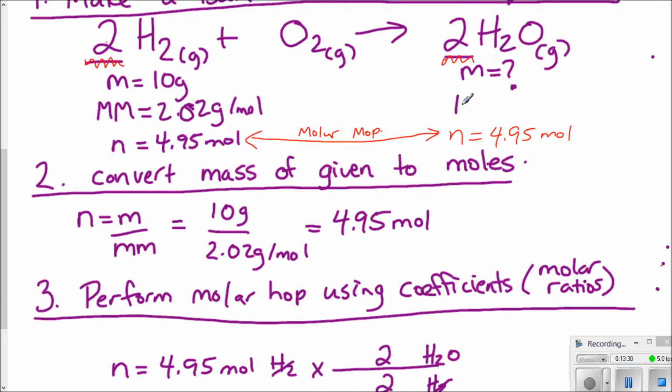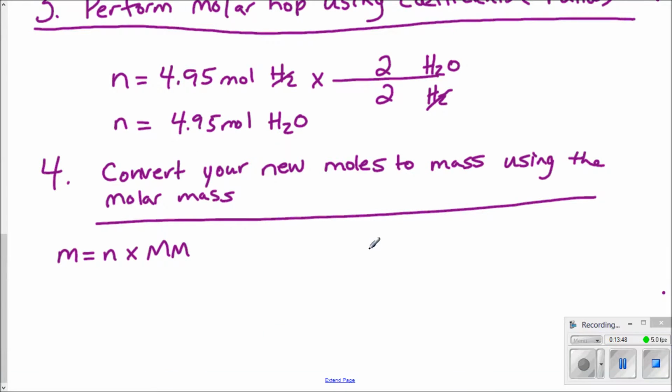To do that, we need the molar mass of water, which again is 2 hydrogens plus 1 oxygen. If you add that all up correctly, it should be 18.02 grams per mole. That's 1 oxygen weighing 16 grams per mole, and 2 hydrogens weighing 2.02 grams per mole. So take your moles and multiply by the molar mass. In this case, we're just going to write our numbers in. 4.95 moles. At this point, you can get rid of the H2O. You only specify really when you're doing the molar hop.